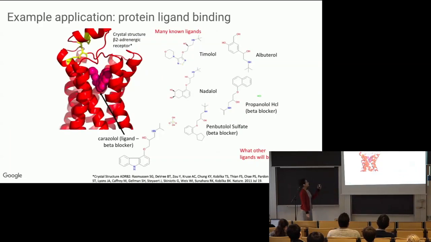These were particularly demonstrated in the application of protein ligand binding. So we have this nice protein structure here. This is a beta-2 adrenergic receptor. We know some set of ligands that bind to this protein, and we'd like to build a model that will predict what other ligands will bind to that receptor.